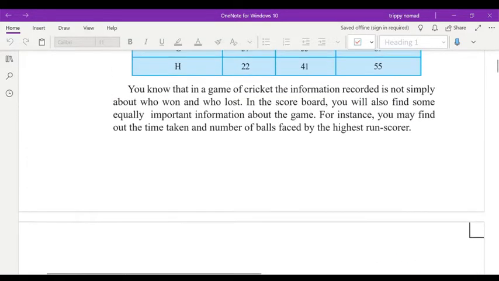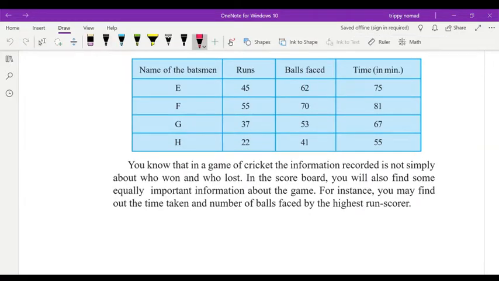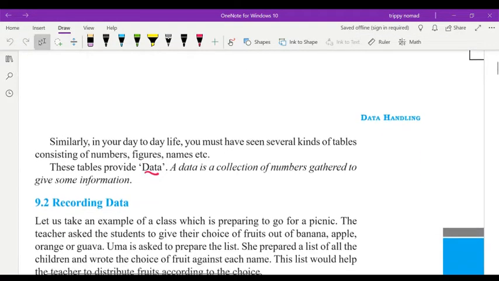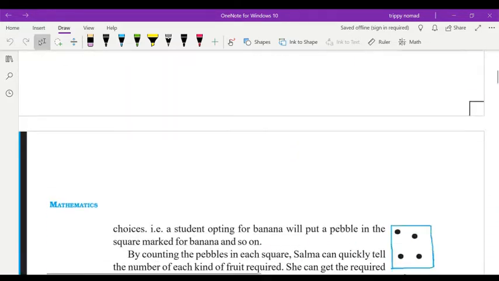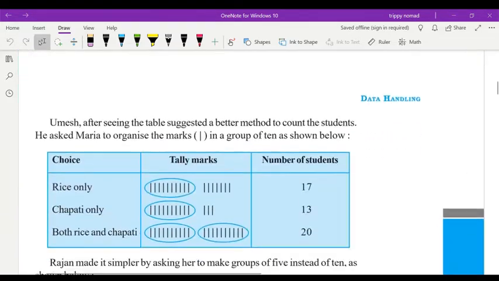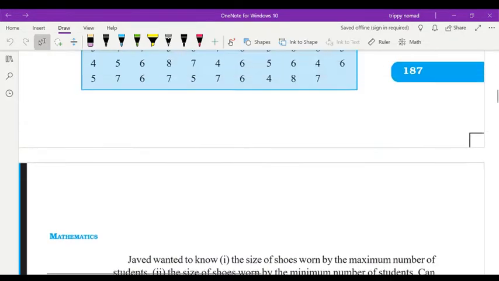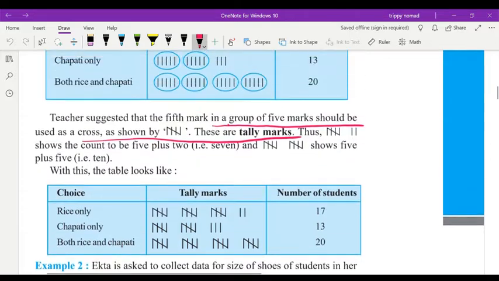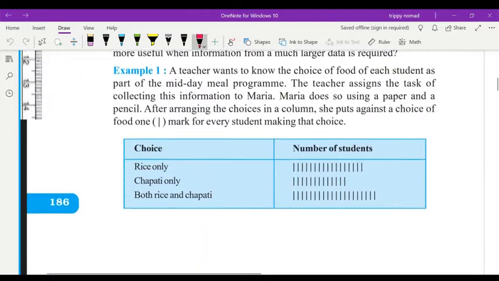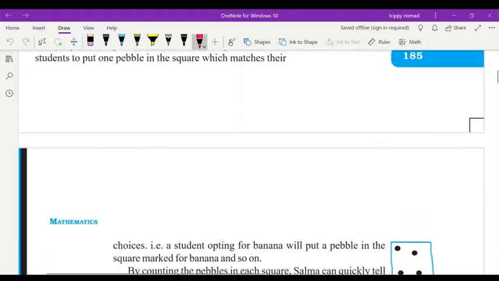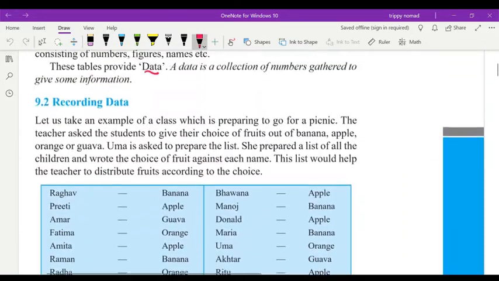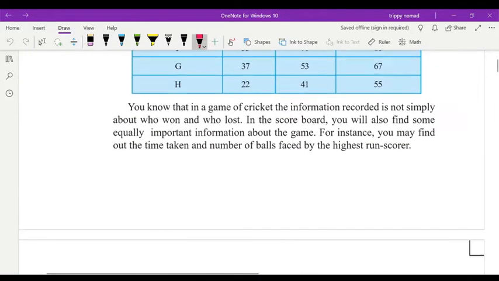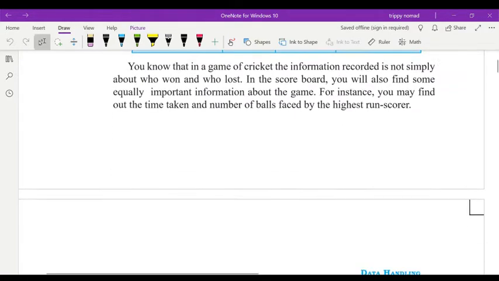You have seen here many numbers are given in table form, in a chart, and sometimes, I am showing you, you just wait, here also a few numbers are given, but these numbers are not given in chart form. So these are ungrouped, and when these numbers are given in chart form, these are grouped. Any information in tabular form or in any form is data.